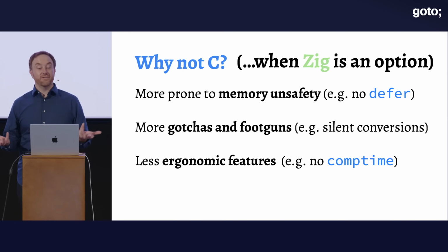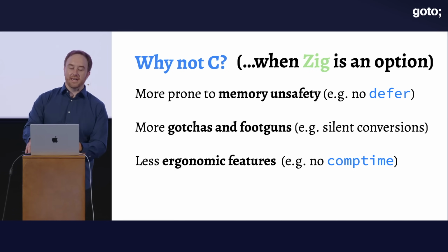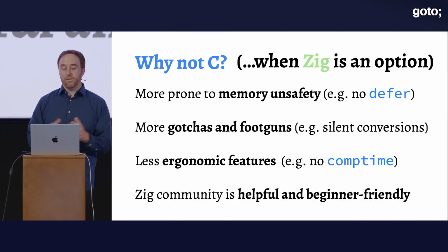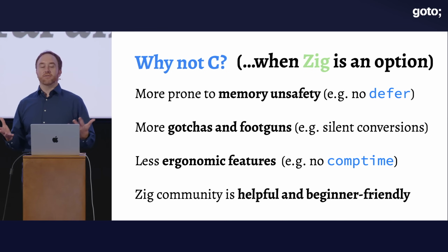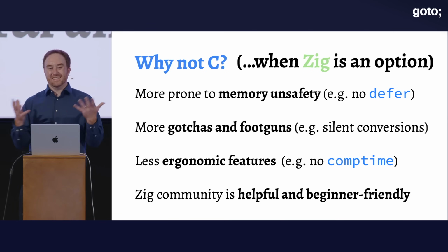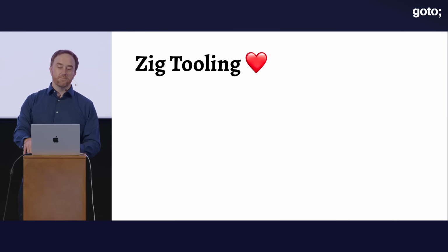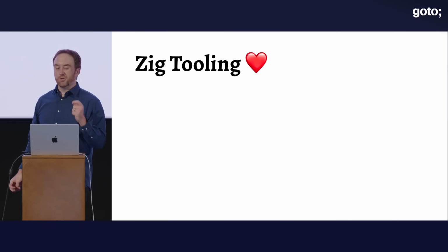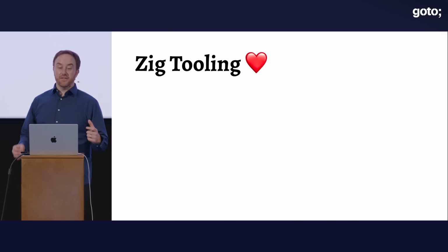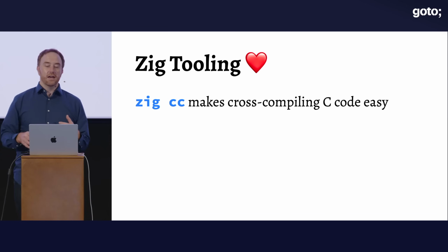C has fewer ergonomics features, and doesn't have this really nice comptime feature that Zig has. And also, what I found is that the Zig community is really helpful and beginner friendly, whereas the C community is so old that it just doesn't value beginners to the same degree that I've experienced in Zig. I should also mention that Zig's tooling has been really, really nice, not just on this project, but based on my experiences in this, I actually learned about this and ended up using it at work.